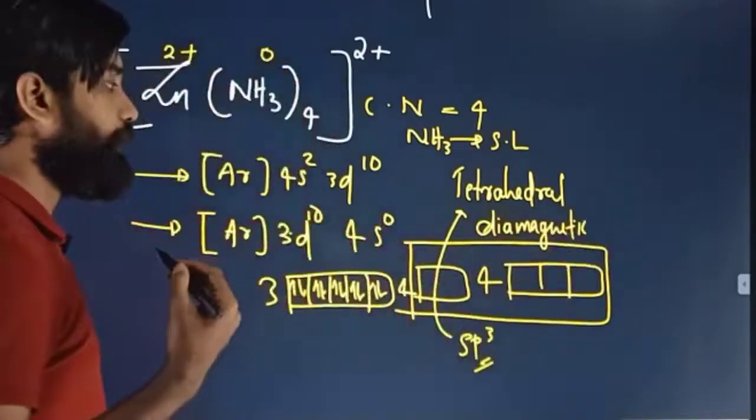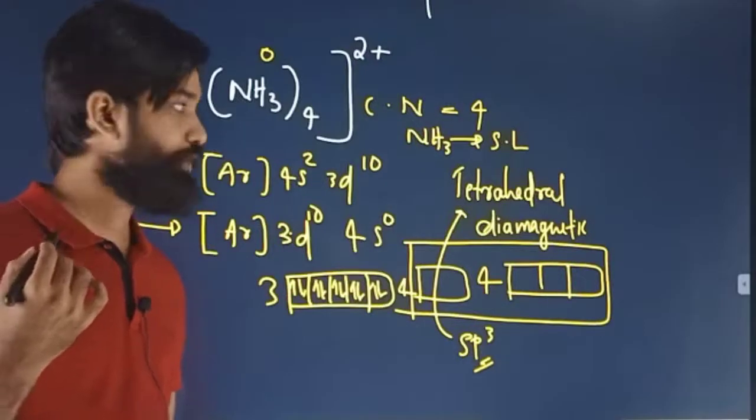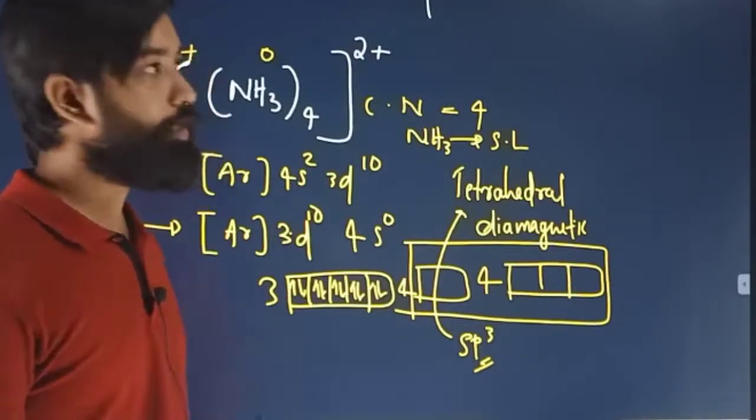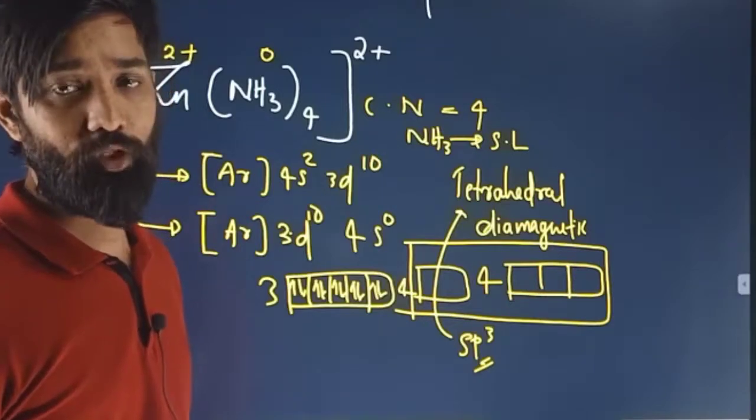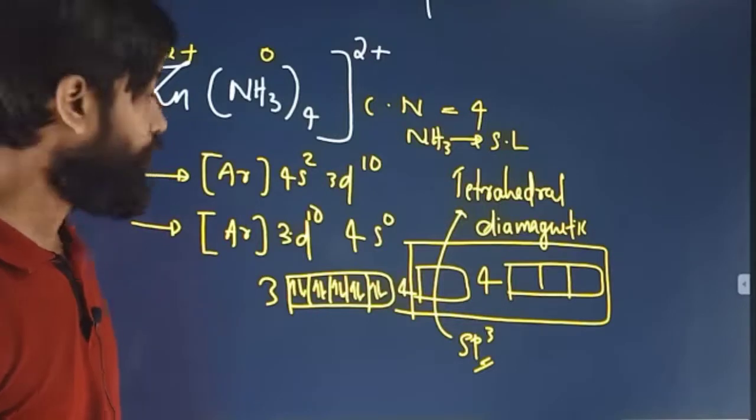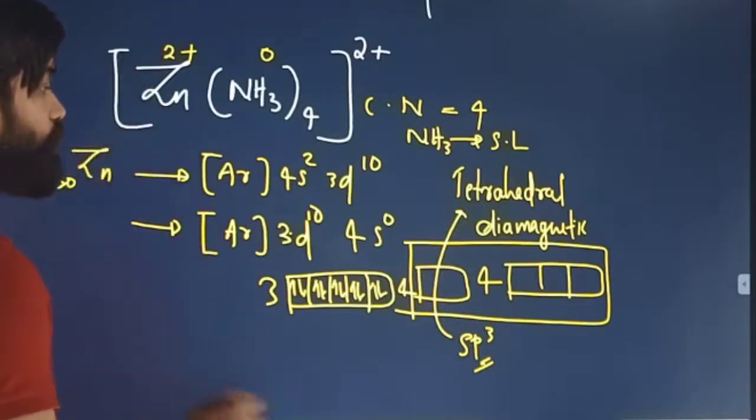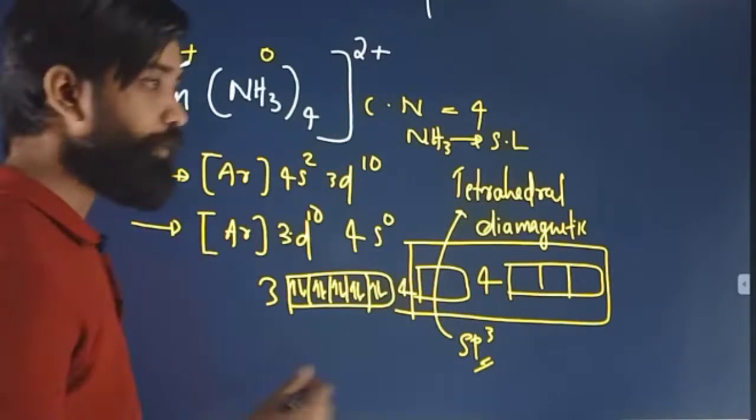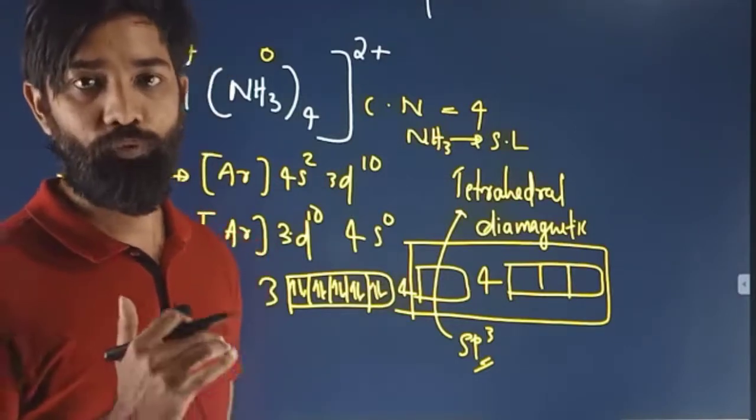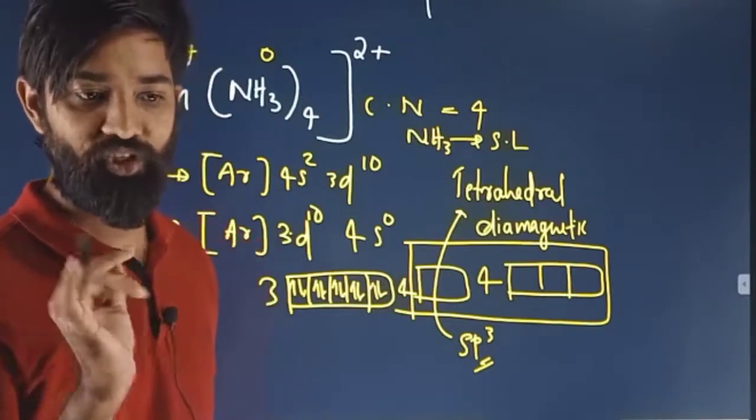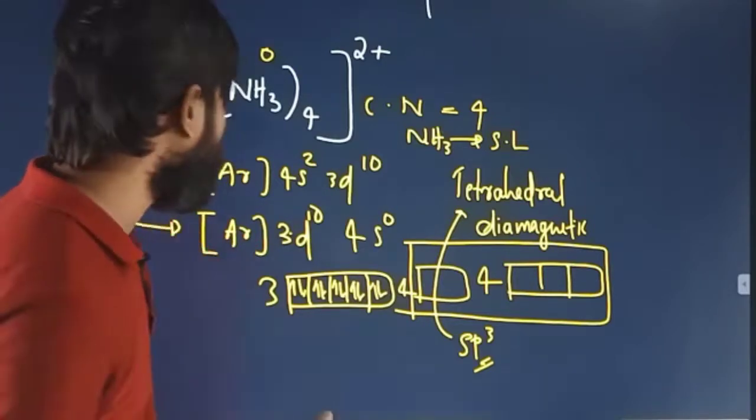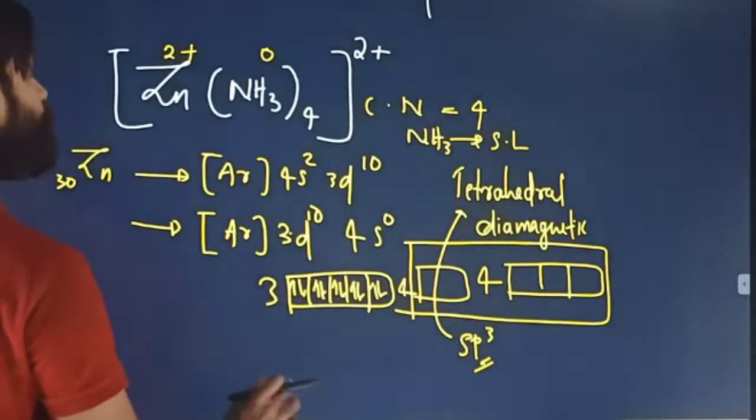So we can't predict that if something has sp3 tetrahedral geometry, it is diamagnetic, because in the case of [CoCl4]2-, the geometry is sp3 tetrahedral and it is paramagnetic. We can't predict in a general pattern. Sometimes you can predict in a general way, but it is better to find the hybridization, shape, number of unpaired electrons and magnetic property by drawing the diagram.